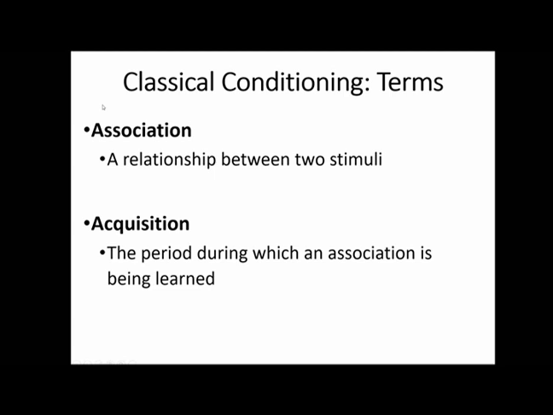So speaking of terminology, when we're talking about an association between stimuli, an association is just a relationship between those two stimuli. When we talk about acquisition, this is the period when you are learning that association. So at the beginning, when the student opens the door and the bell rings, the dogs don't know that that means meat is coming, that they're going to get fed. But over time, they will learn that when the student comes in and the bell rings, they will get fed.